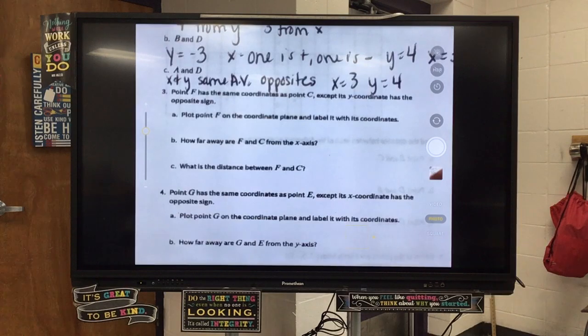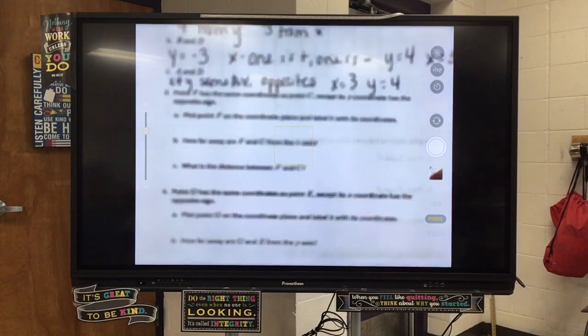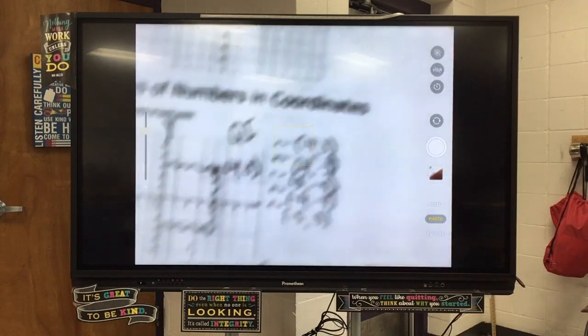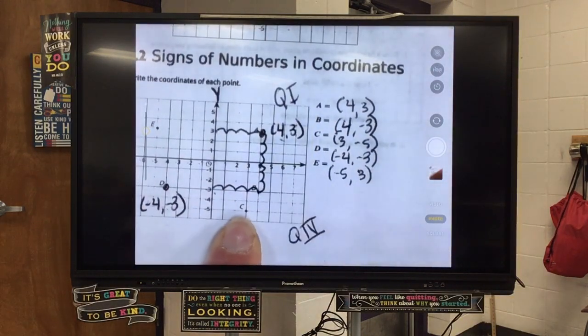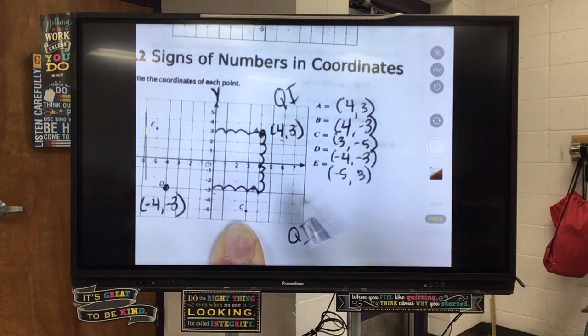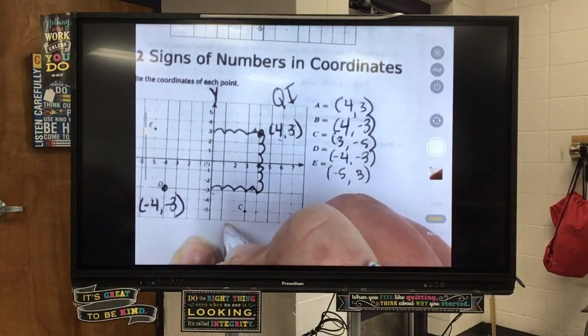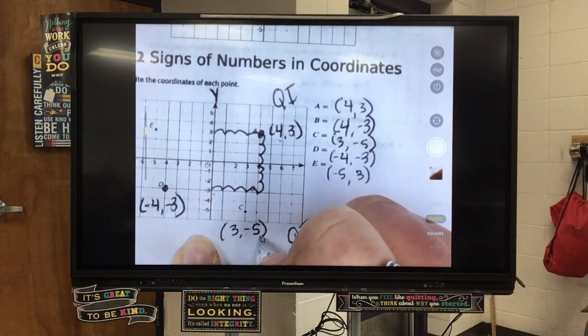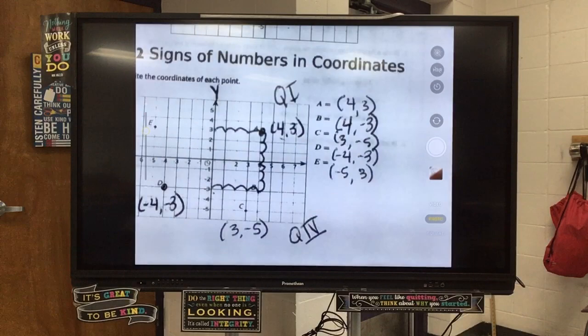It says point F has the same coordinates as point C, except its Y coordinate has the opposite sign. Okay, so let's go over here. Point C is right here, and it's saying, let me read it again, point F has the same coordinates as point C, except the Y coordinate has the opposite sign. So C, and I'm going to write this down here so I can see it, is 3, -5. So what are the coordinates for our F coordinate if it has the opposite sign for the Y?